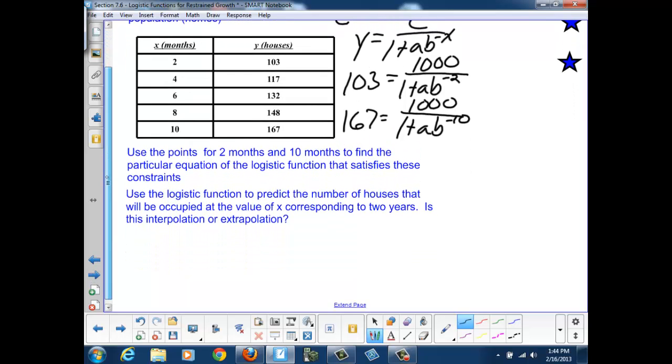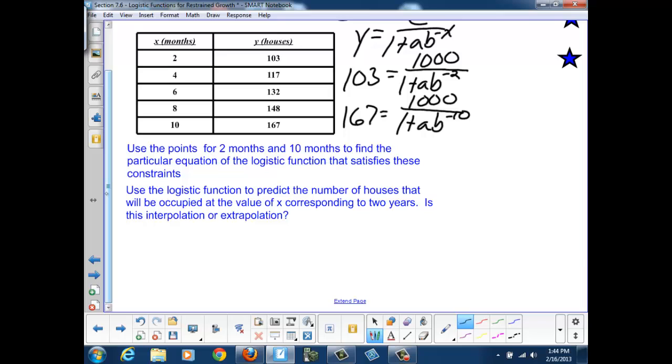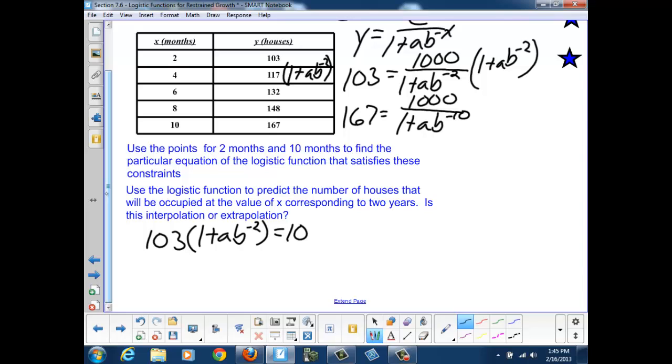Let's start by moving our variables out of the denominator for each of these expressions. So I'm going to multiply my first equation by 1 plus ab to the negative 2 on both sides. So we'll put it right here, ab to the negative 2. So that gives me 103 times the 1 plus ab to the negative 2 is going to be equal to 1,000.